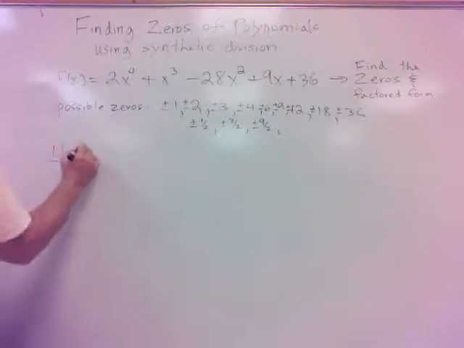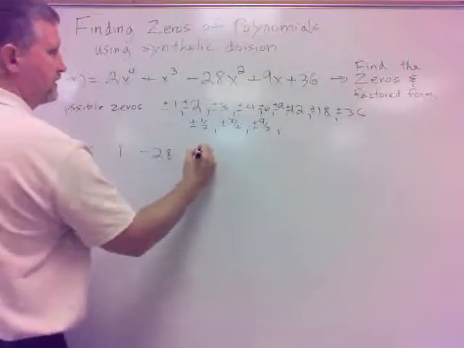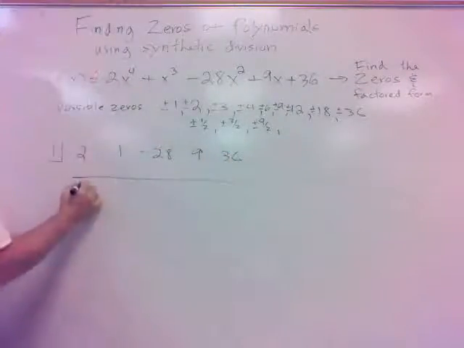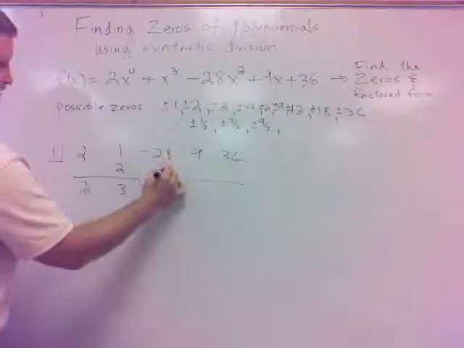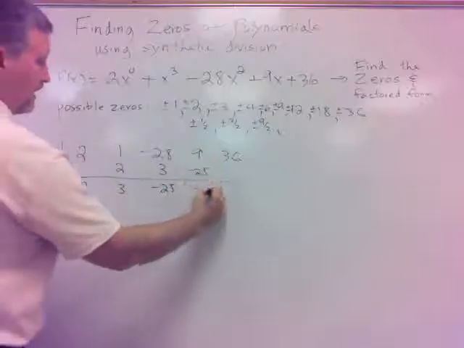1. So if I start with 1 here, I've got 2, 1, minus 28, 9, and 36. All right, so that's 2. 2 times 1 is 2. 1 plus 2 is 3. 3 times 1 is 3. Negative 25. Uh-oh.